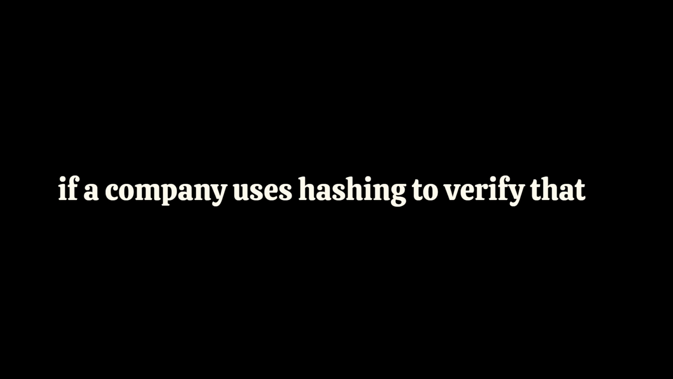For example, if a company uses hashing to verify that a downloaded software file has not been modified, the organization is protecting integrity. Another example would be a financial database preventing unauthorized changes to banking transactions. The goal is ensuring the information remains accurate and unaltered.